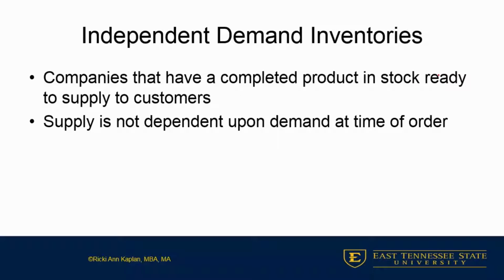We're going to look at independent demand inventories. This is companies that have completed products in stock ready to supply to their customers. It's not dependent upon demand at the time of order. This is stuff that can be made to sit on a shelf. This is stuff that you don't have to have at the last minute, that you don't have to make once a person orders. It's paper, toilet paper, paper towels, reams of paper, pens, pencils, notebooks. It's not dependent upon the demand of the customer that it's created at that time, but it's done in advance.